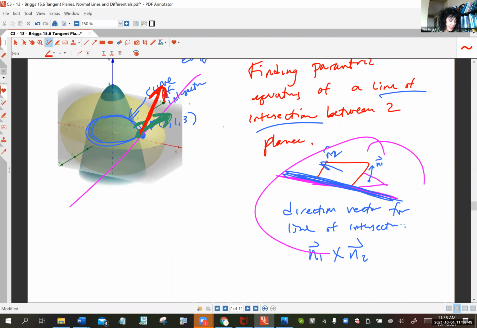It turns out if you take the cross product of these two vectors, you will get a vector that is parallel to this line of intersection, and that will be the direction vector for your line, and then we win.